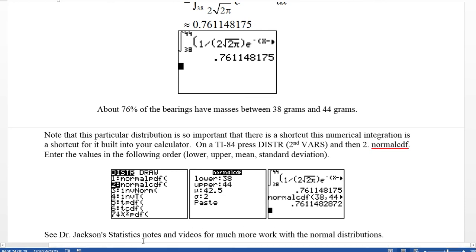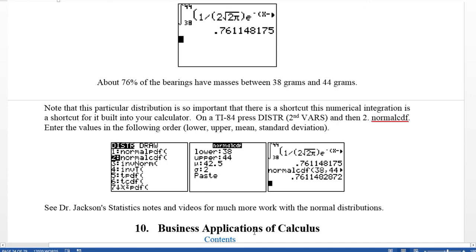So, see my notes on statistics. I have in my videos, in my playlist on statistics, lots more videos about normal distributions, lots more examples, lots of examples where I use this normal CDF, and even a few where I use these numerical integration techniques to go with that.